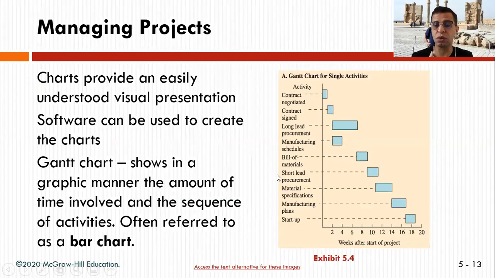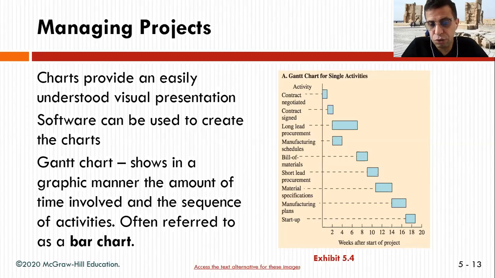But the most used one is the Gantt chart. The Gantt chart is a very clear one where you can really divide your activities based on timing. So the Gantt chart provides an easily understood visual presentation. And there is software that can be used to create such a Gantt chart. So you put in the data and it changes it to a Gantt chart for you.